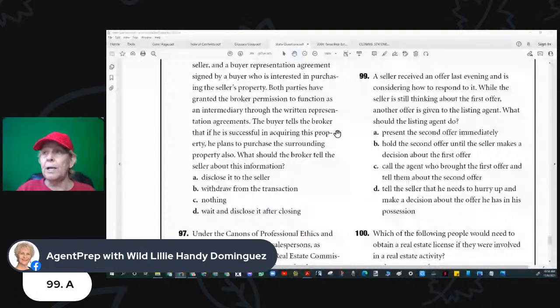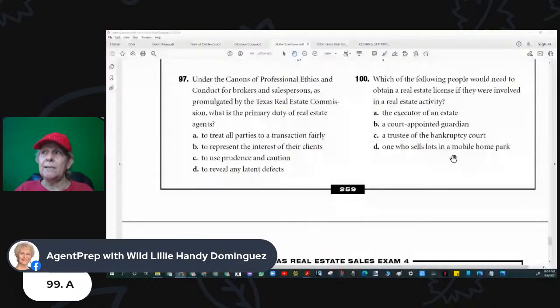Okay, number 100. Which of the following people would need to obtain a real estate license if they were involved in a real estate activity? A, the executor of an estate. B, a court-appointed guardian. C, a trustee of the bankruptcy court. Or D, one who sells lots in a mobile home park.